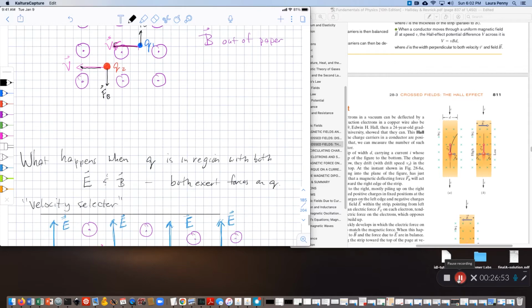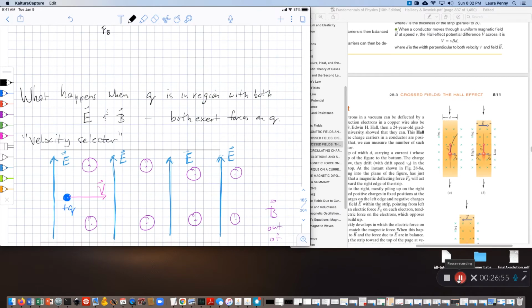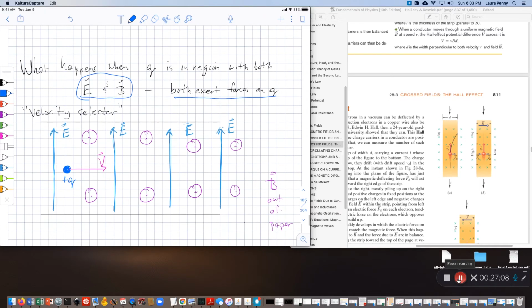All right. So what happens if I put a charged particle in a region where there's both a magnetic field and an electric field? I have both of them there, and they're both going to exert a force on that charge. A big thing that does this, and our chemistry majors maybe have seen this, is called a velocity selector. It's used inside a mass spectrometer, or before objects enter the actual spectrometer part of it.